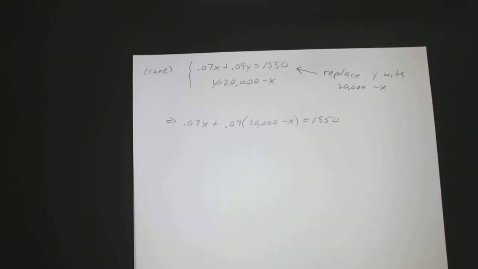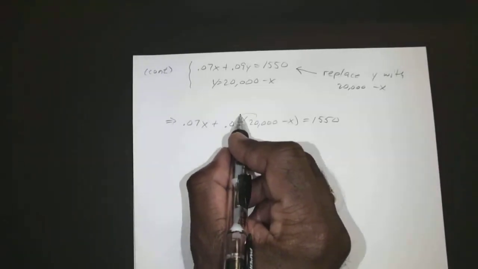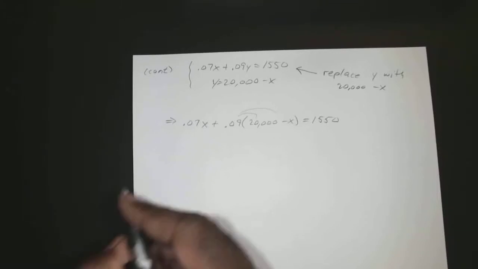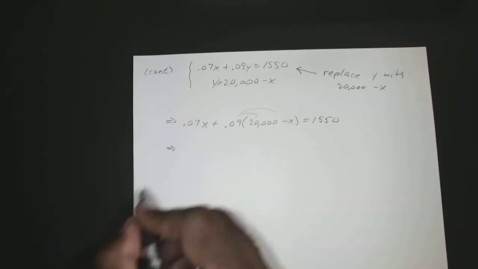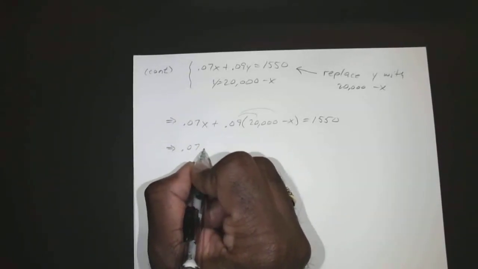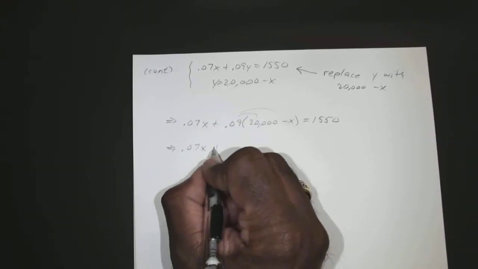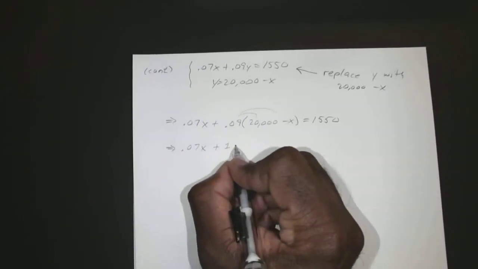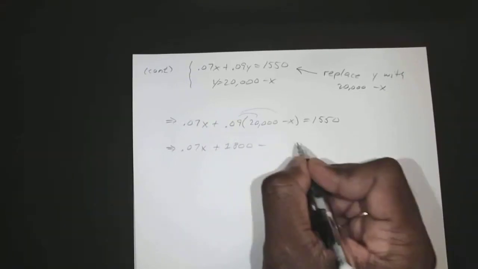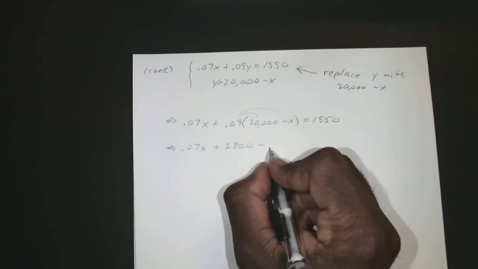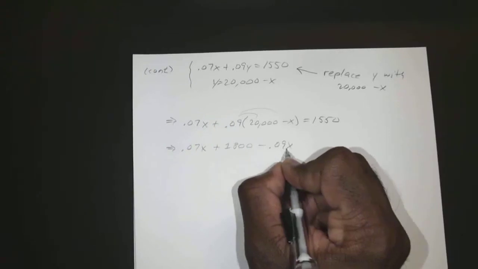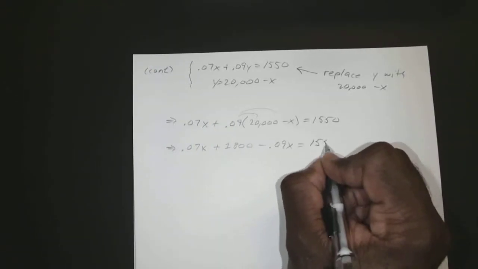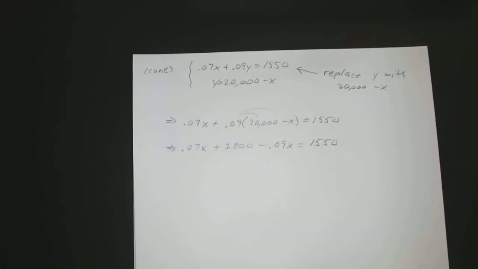Okay, so now we just solve for x. That's the only variable in there now. So we distribute 0.09. So you have 0.07x plus 9 times 2 is 18. Move the decimal over twice, you get 1,800 minus 0.09 times x equals 1,550.